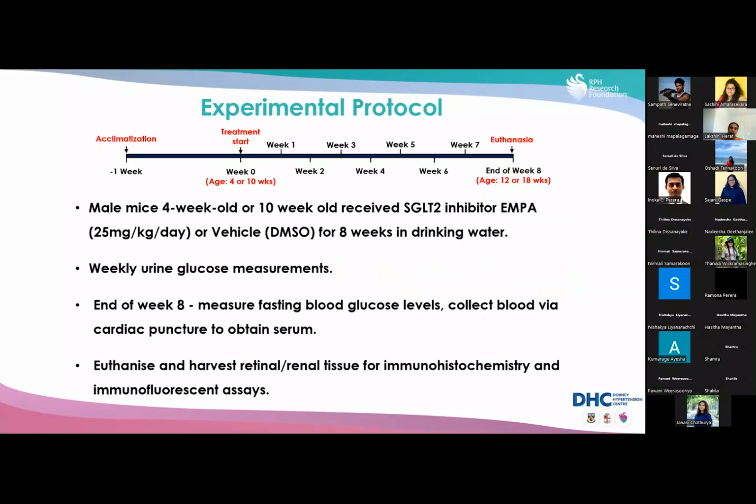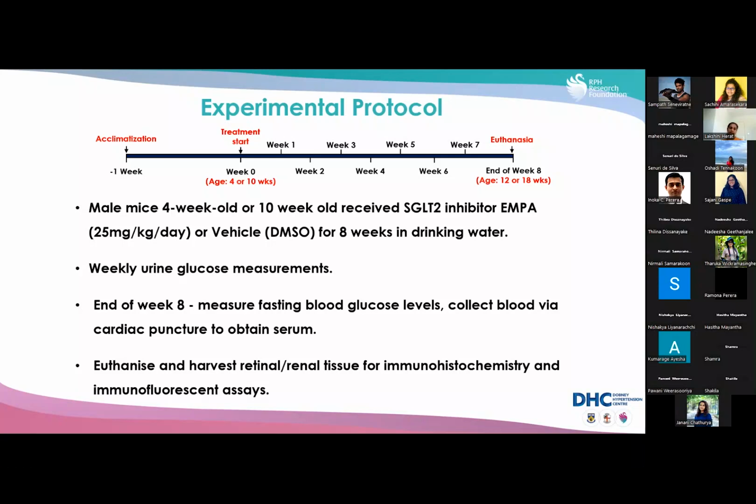In terms of the experimental protocol, we used male mice at the age of 4 weeks to look at the development of the disease and how it is affected by the treatment of EMPA, and also 10-week-old mice to look at the progression of the disease. And we treated these animals with the SGLT2 inhibitor EMPA, or empagliflozin, at a concentration of 25 milligrams per kilogram per day, or vehicle DMSO, for a period of 8 weeks via drinking water.